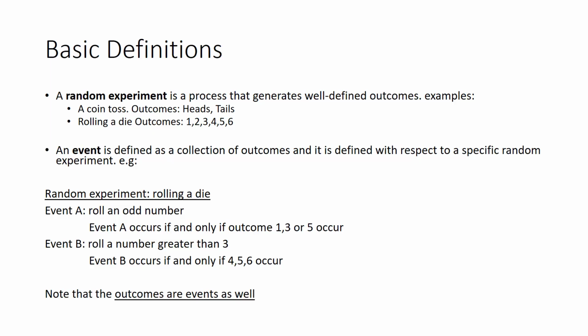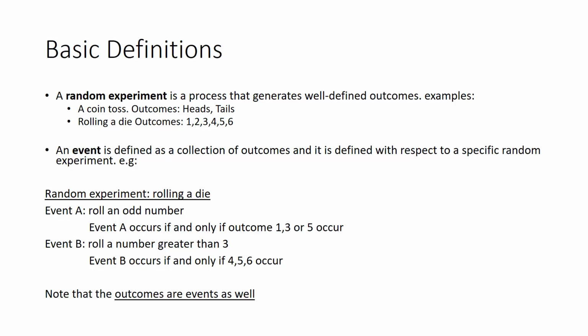Another one is rolling a die. The experiment here is the roll of a die, and the outcomes are any of the numbers 1 through 6. Now the second thing we need to know is the event.